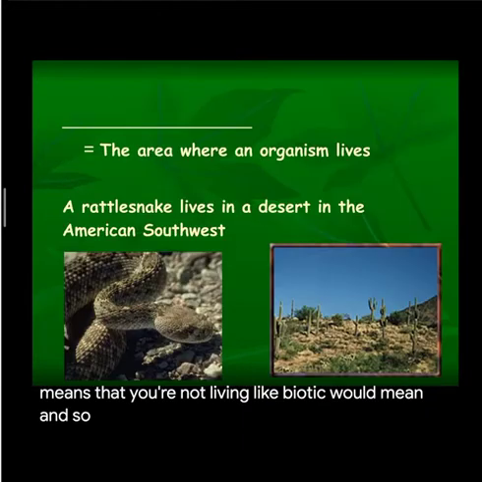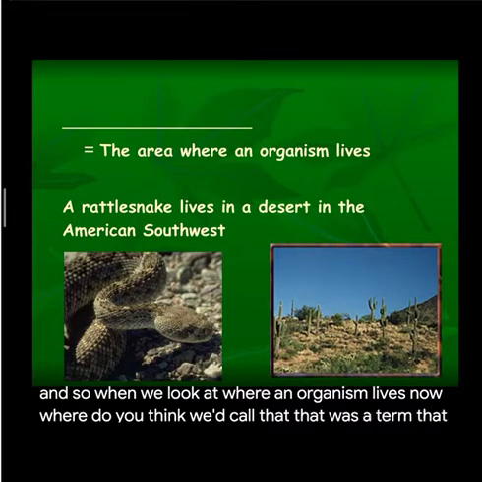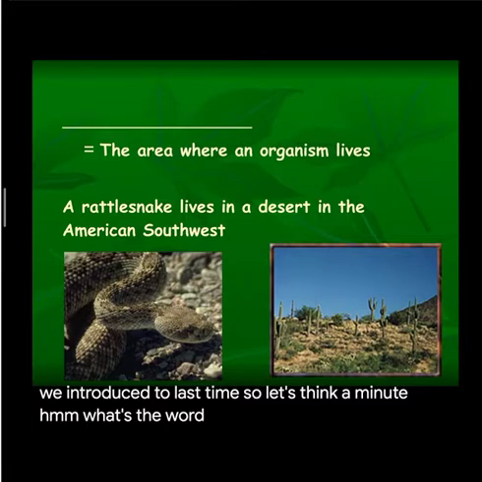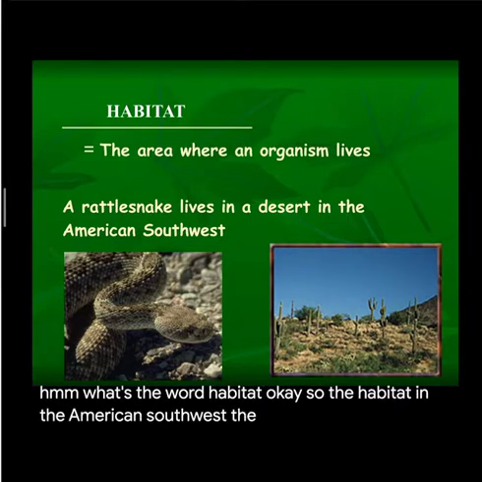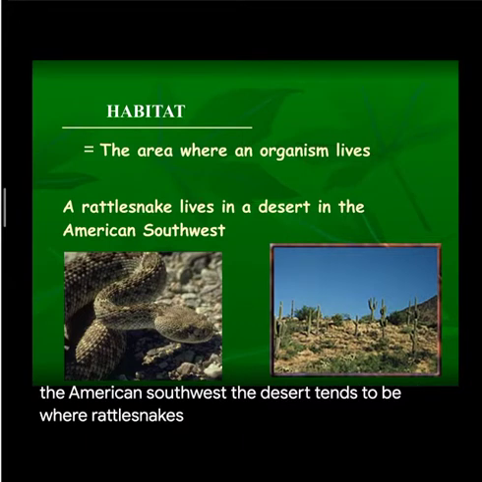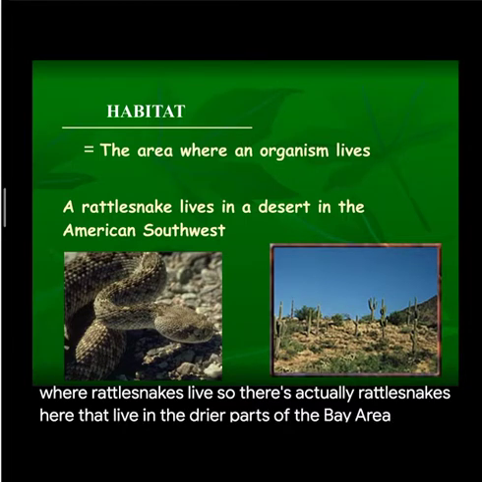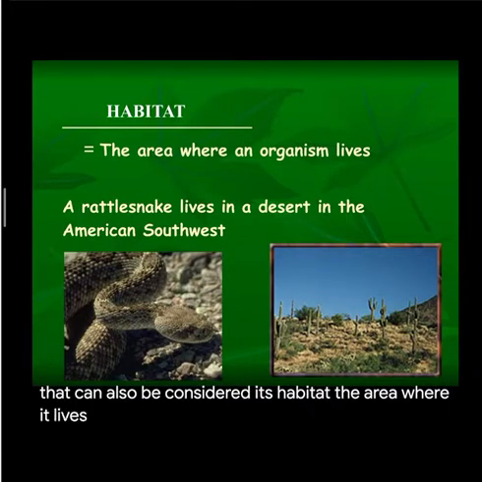When we look at where an organism lives, what do you think we call that? That was a term that we introduced to you last time, so let's think a minute. What's the word? Habitat. Okay, so the habitat in the American Southwest, the desert, tends to be where rattlesnakes live. There are actually rattlesnakes that live in the drier parts of the Bay Area, and that can also be considered its habitat, the area where it lives.